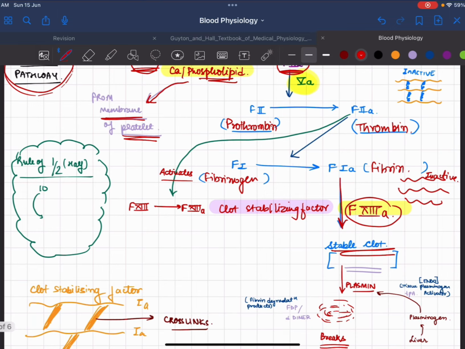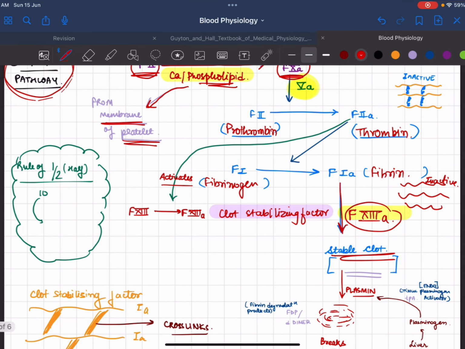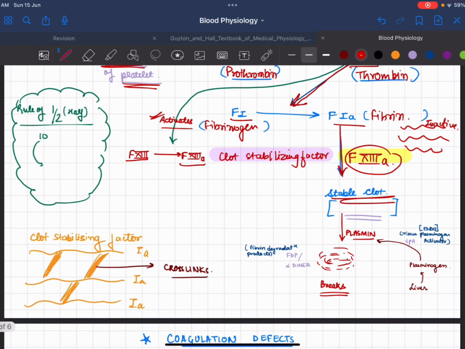Okay, so here we just saw that 2A converted factor 1 to 1A, and it also does one more thing, that is it activates factor 13 to 13A. Okay, these two things are important. Now our stable clot is formed. And this stable clot, as we heard earlier, is also known as secondary plug.